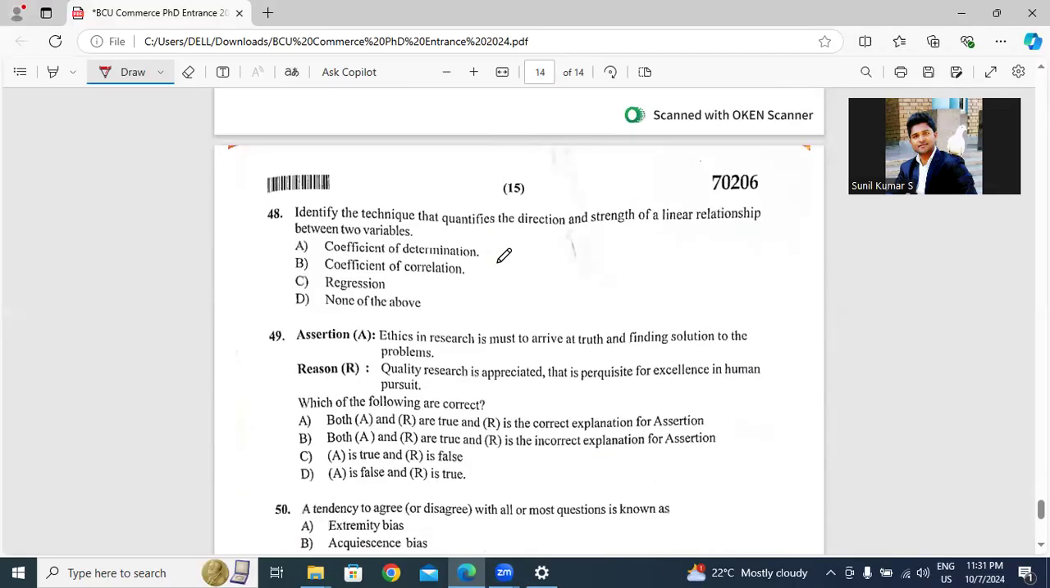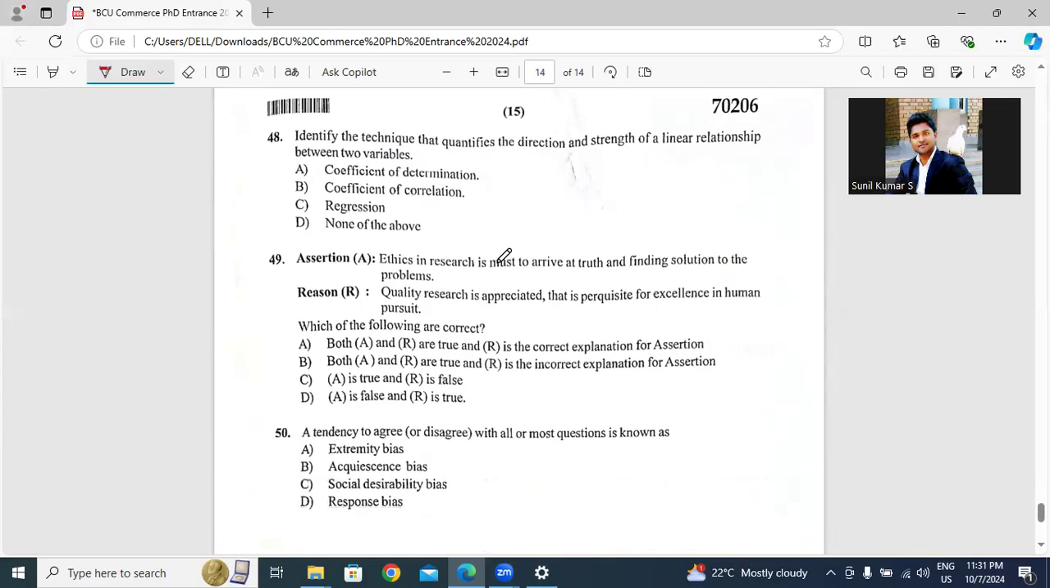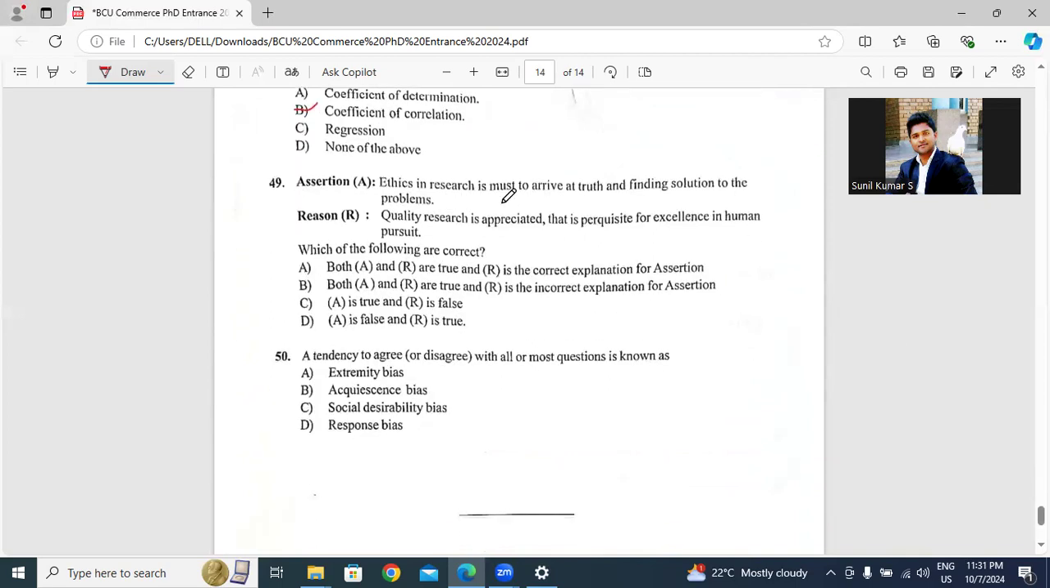Next, 48th one. Identify the technique that quantifies the direction and strength of a linear relationship between two variables. The answer is coefficient of correlation. Next, 49th one. Ethics in research must arrive at truth and find solutions to the problems, and reasoning and quality research is appreciated, that is a prerequisite for excellence in human pursuit. So we can see here the answer: both A and R are true, and R is the correct explanation for assertion. This is the right one.